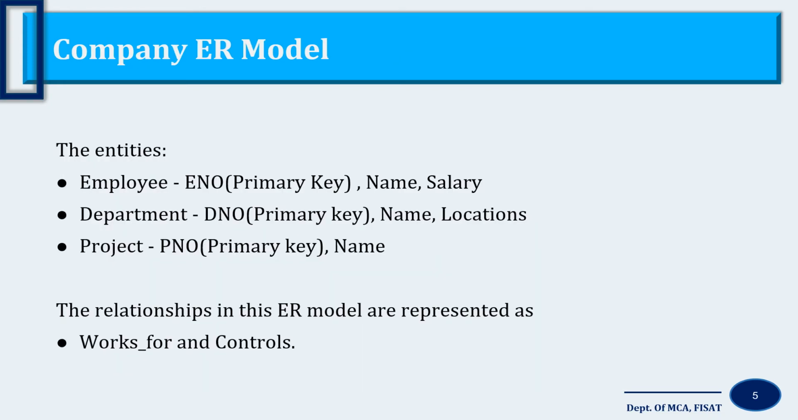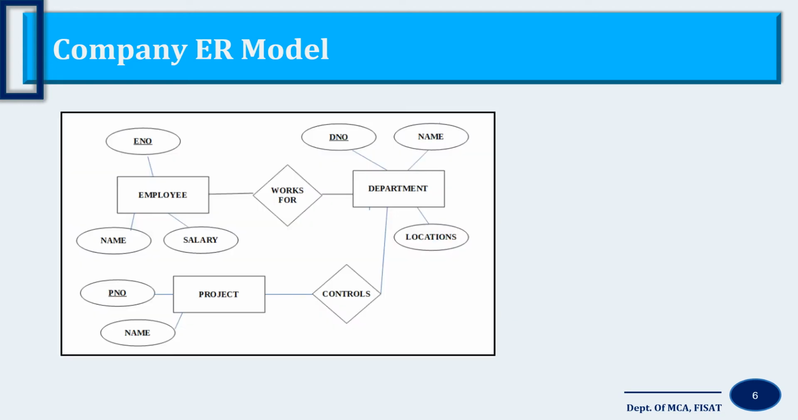Let us look at another example, the company ER model. We identified three entities: employee, department, and project, and the relationships identified are works for and controls. The diagram for the company database is shown here. As we said, we'll have three entities represented using rectangles, the ellipses represent their corresponding attributes, and the diamonds are used for representing the relationships between the entities.